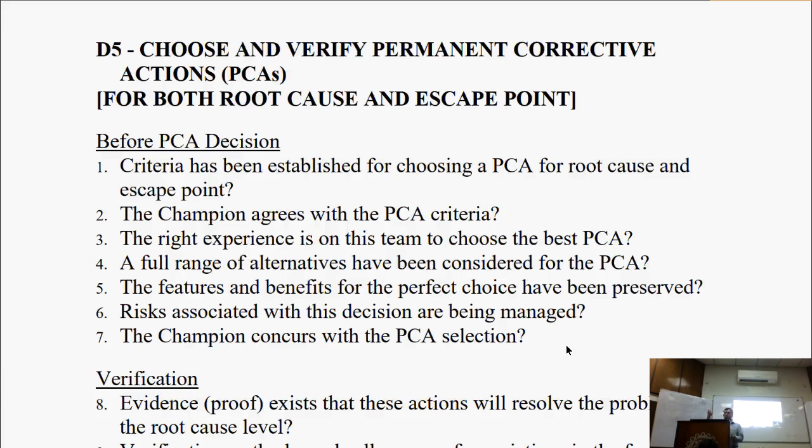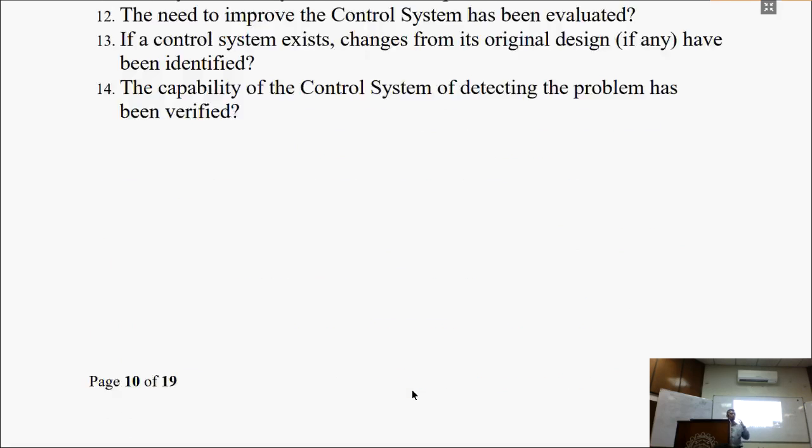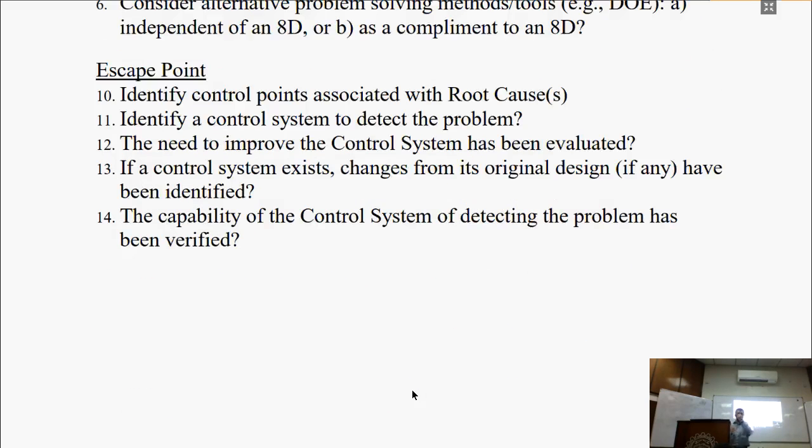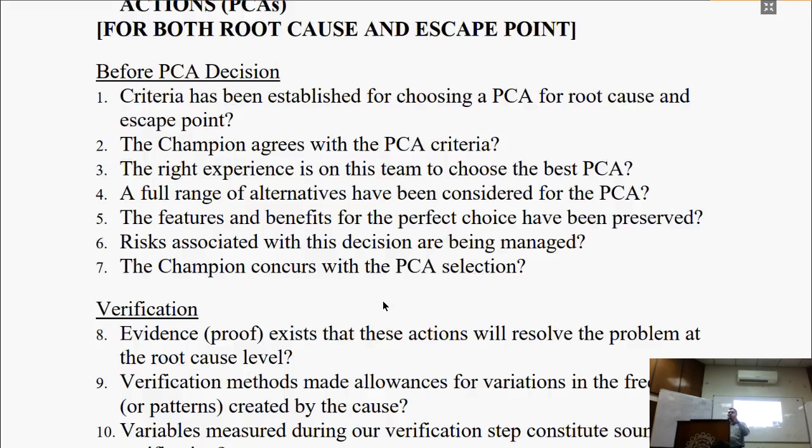So we talk about the D4, which was the root cause analysis. D5 is choosing a permanent corrective action. And D6 is you implement and validate your corrective action. In D4, there is an escape point. I said I'm going to come back to it. Right now, we are focusing on the causal factor.